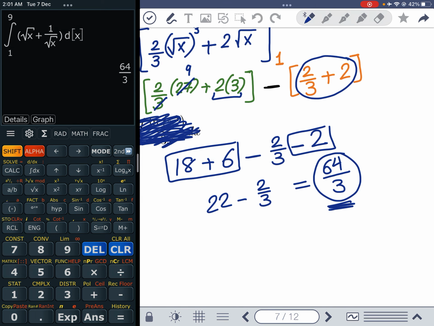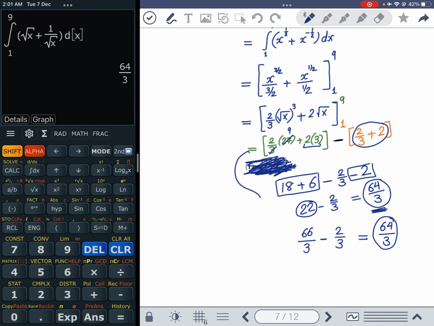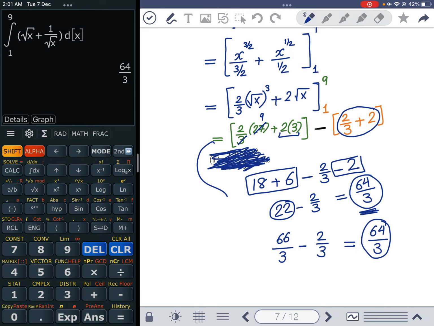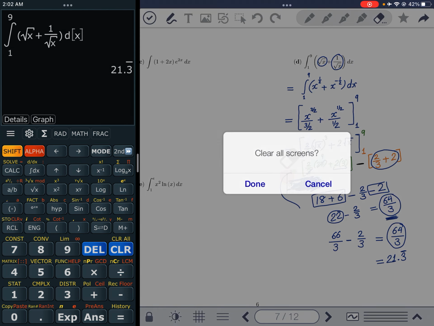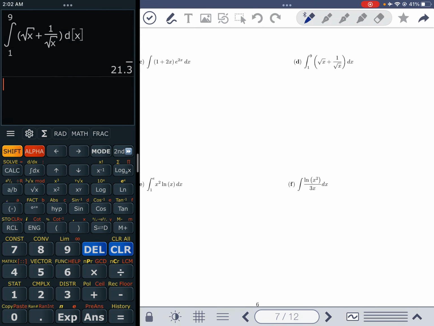You know how I did it? In my head, I was thinking of 22. How do I write it? I can write it as 66 over 3 minus 2 over 3. And I don't know why, for some reason, it escaped me, but 64 over 3 is the right answer. Okay, and so what is it as a decimal? This is 21.3333 forever. Okay, that's nice. So we solved this question, and now we will go to the next one.